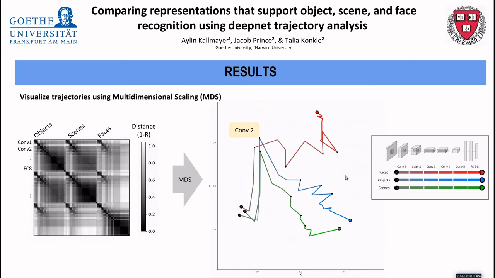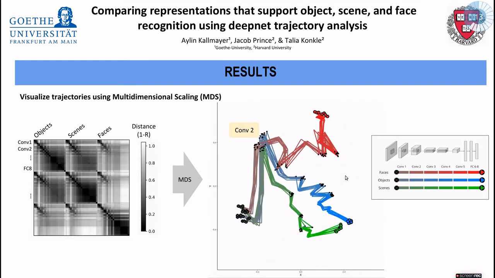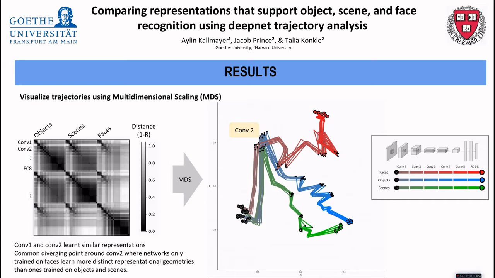And as you know, we repeated this process for 10 different test sets. You can see here that the variance between the test sets is not very large. So even though the networks were trained on 3 different stimulus domains, you can see that both conv1 and conv2 stages learned quite similar representations before you see any divergence. And what really sticks out here is that networks trained on faces seem to learn more distinctive representational geometries than the ones trained on objects and scenes.